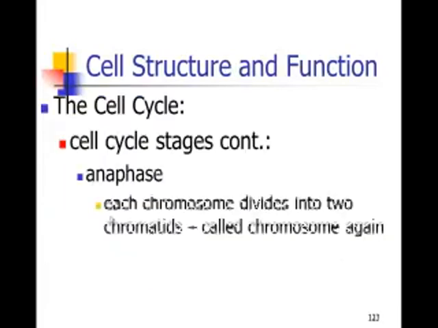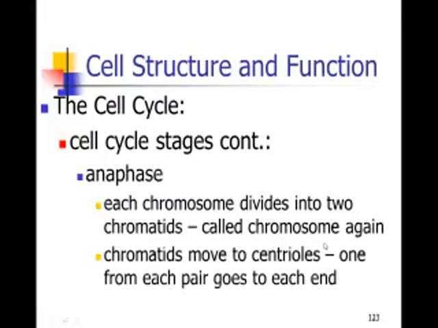So then we have anaphase. If you remember from our zoological roots, ana means to separate, right? So anaphase, things start to separate. We have two chromatids, and these are called chromosomes at this point.